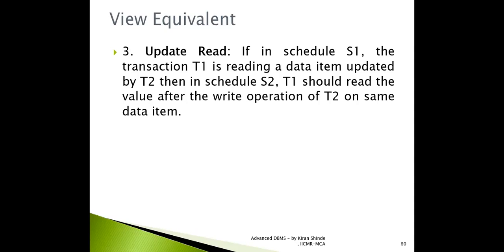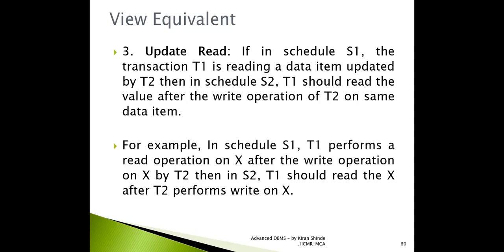After reading these conditions, maybe at first you will find it a little tricky to understand. But when we see the examples, here we are going to discuss two examples, you will find it very easy to observe and predict whether two schedules are view equivalent to each other or not. Again, condition number 3 is explained with an example. In schedule S1, T1 performs a read operation on X after the write operation on X by T2. Then in S2, T1 should read X after T2 performs write on X.